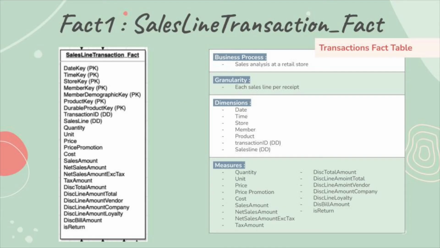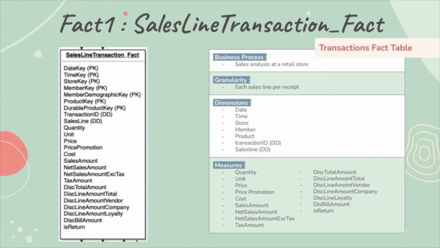For our first fact table, we want to analyze the business process of sales transaction at a retail store, and the granularity of which we are analyzing at is the individual sale line per receipt. The dimensions related to it are date, time, store, member, product, and the degenerate dimensions that we use to trace back to the original database are transaction ID and sale lines. The measures that we are measuring are displayed.